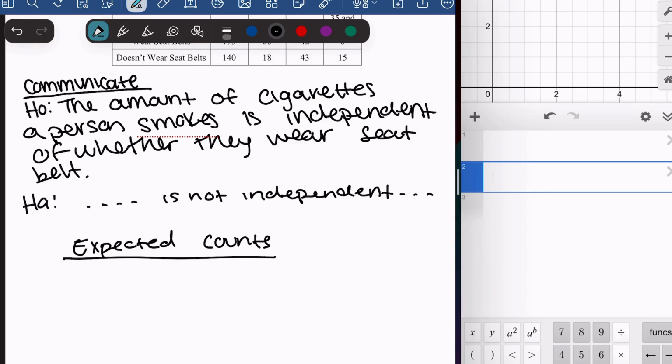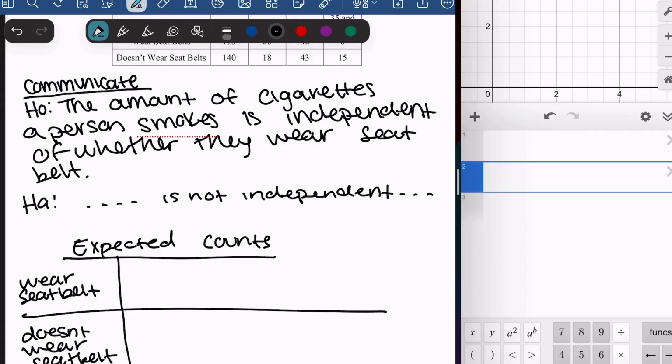Okay, and what does independent mean? They're not related. So our initial claim is to say that if you smoke cigarettes, that has nothing to do with whether or not you're going to wear a seatbelt. Our alternative is going to be the same exact sentence, but instead of saying is independent, we're going to say is not independent. Just make sure on the homework in the FRQ you write out the whole sentence.